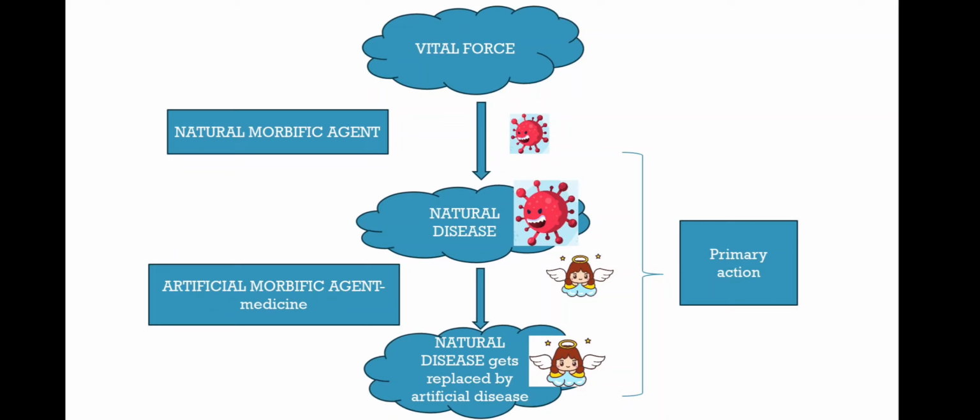This is the flowchart about modus operandi. There is vital force getting affected by a natural morphic agent producing natural disease. Now we are selecting an artificial morphic agent or homeopathic remedy, which is very similar in action yet stronger. Therefore, nature's law of cure happens and the natural disease gets replaced by the artificial disease, which is the primary action of homeopathic remedy administration.